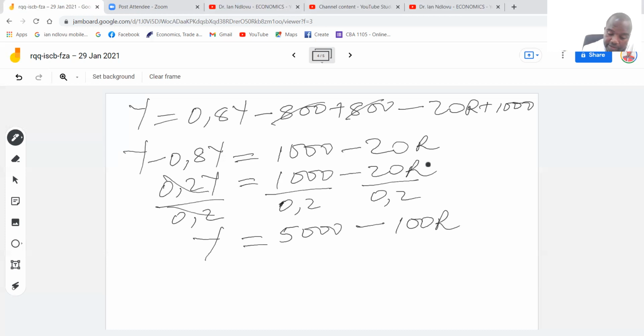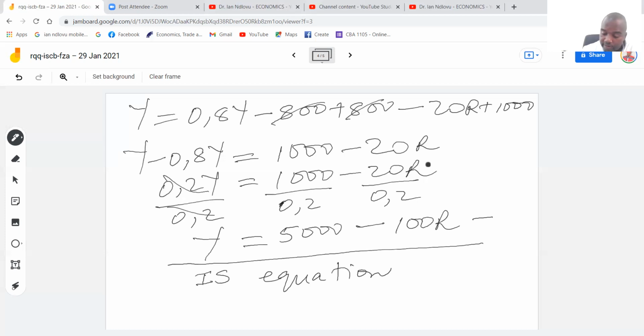So our IS equation is the equation that we have just found. That is the IS equation. That is our IS equation.